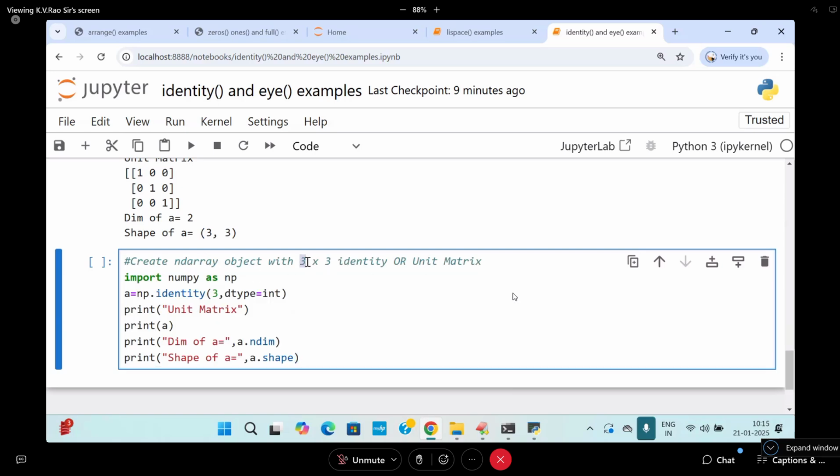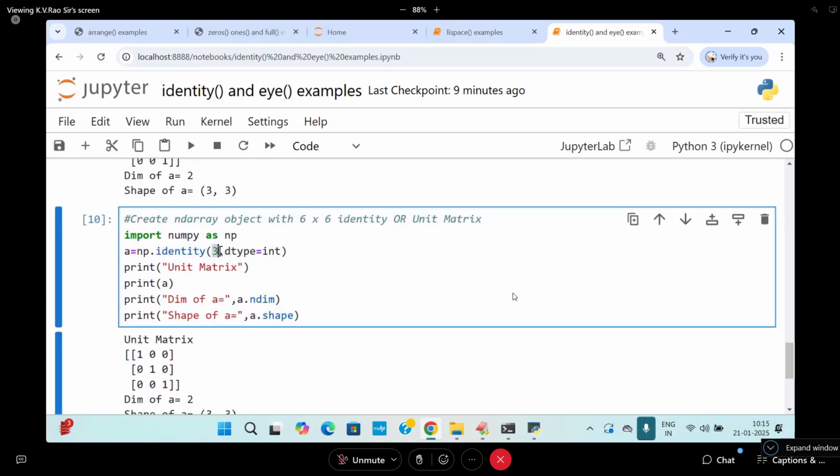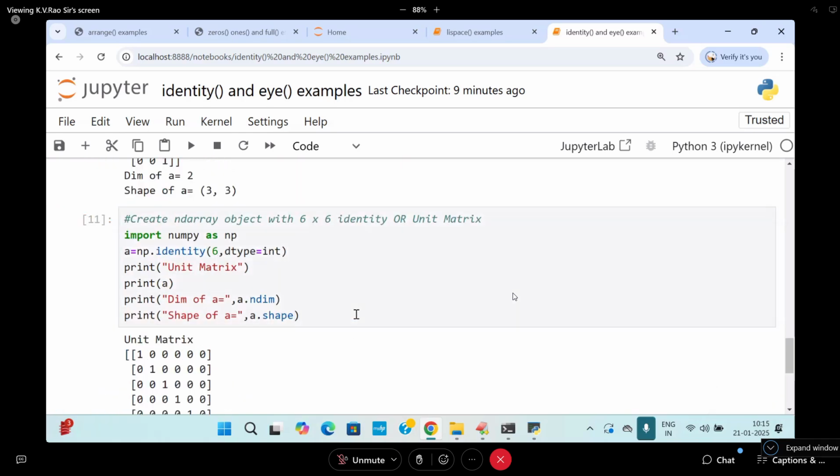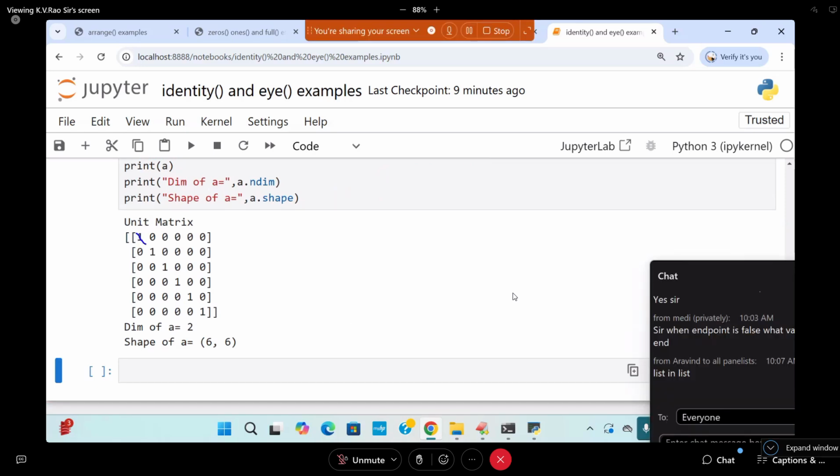I'm going to build a 6 by 6 identity matrix. I will mention 6. You observe it, 6 by 6. All the principal diagonal elements are ones. Their product is 1. If you want to write it without the identity function, it's very complicated for you. Are you getting me? Very complicated.